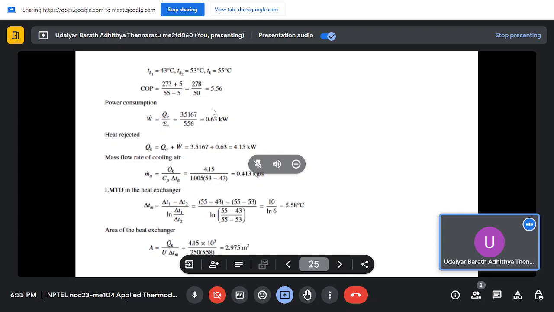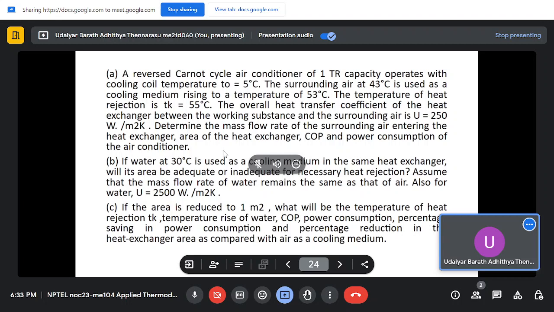Now using this we can find out the heat which is rejected in the condenser. The heat rejected in the condenser is the heat coming in the evaporator plus the work done. Adding this, we get that the heat rejected is 4.15 kilowatts. So we know the amount of heat which is getting rejected. We have found out the COP, and we have found out the power consumption of the air conditioner.